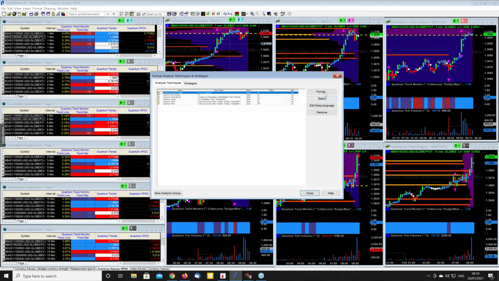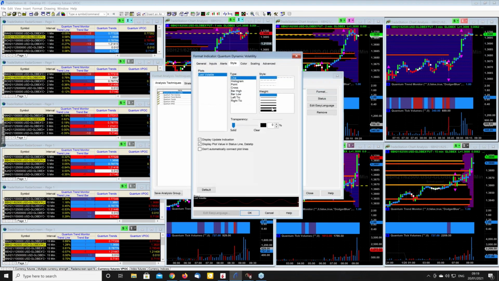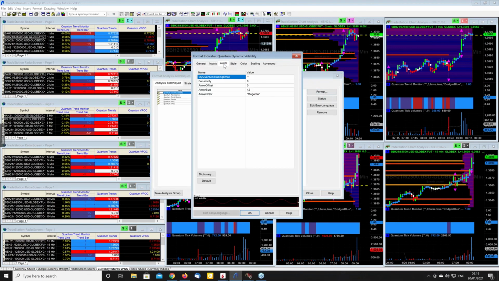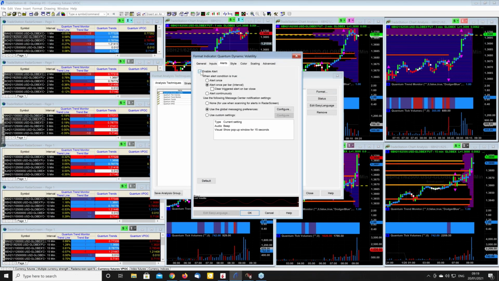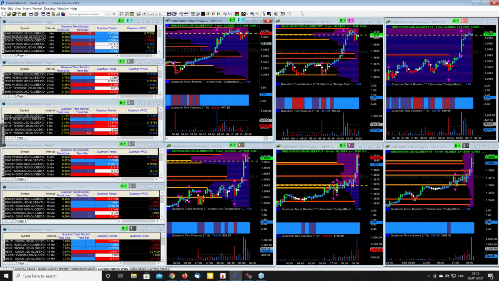Sorry, it's very small here. Just go into format. There we go, and you've got all the general bits and bobs there, but that's the alert, so you can enable or disable the alert, and you can set that for yourself if you wish to have that on or off. So it's all there. We've tried to put as much as possible into it as we can think.